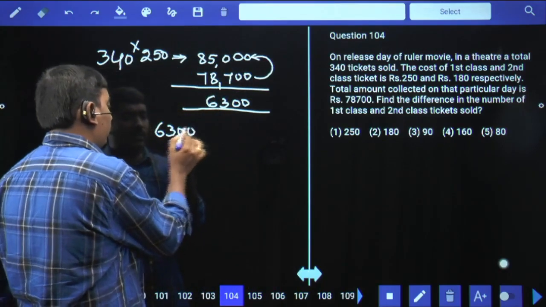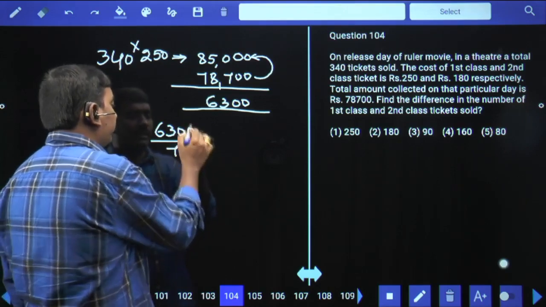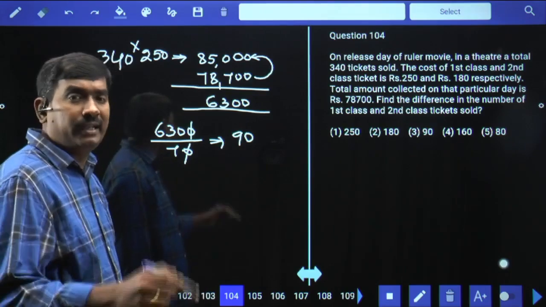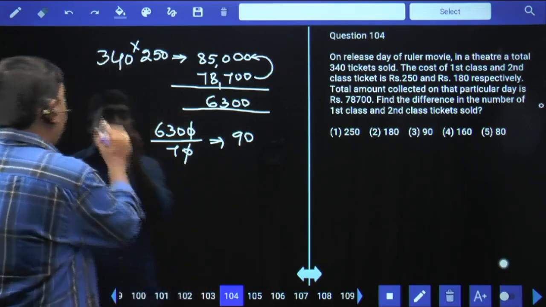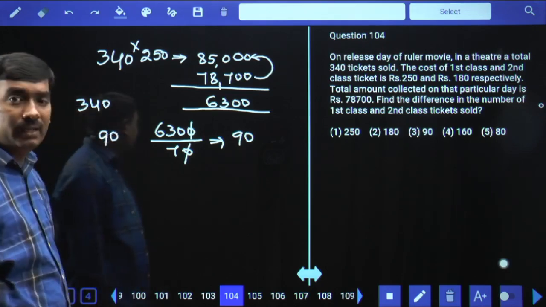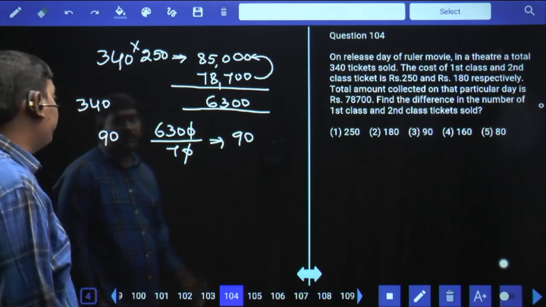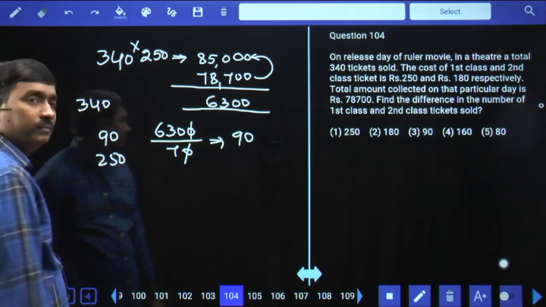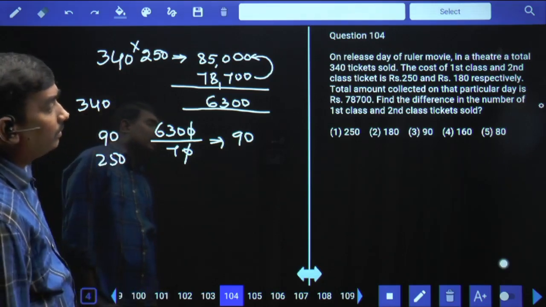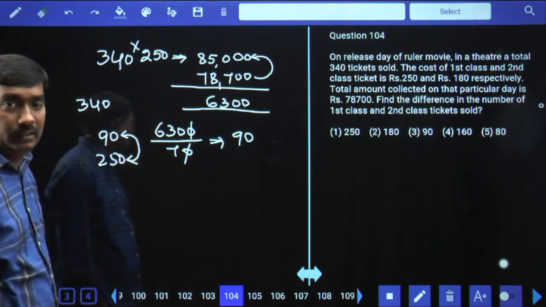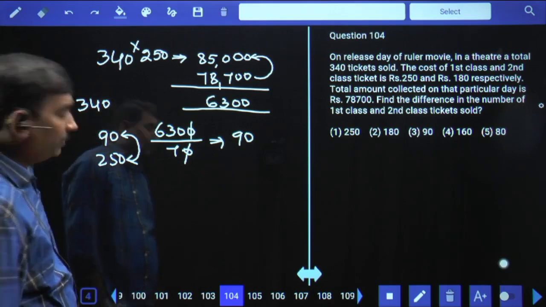Then to get 6,300 rupees extra, there should be 90 tickets of 180 rupees. Out of 340, 90 are 180 rupees tickets, so the remaining belong to 250 rupees tickets, that is 250 tickets. Difference between first class and second class, 250 minus 90, is 160.